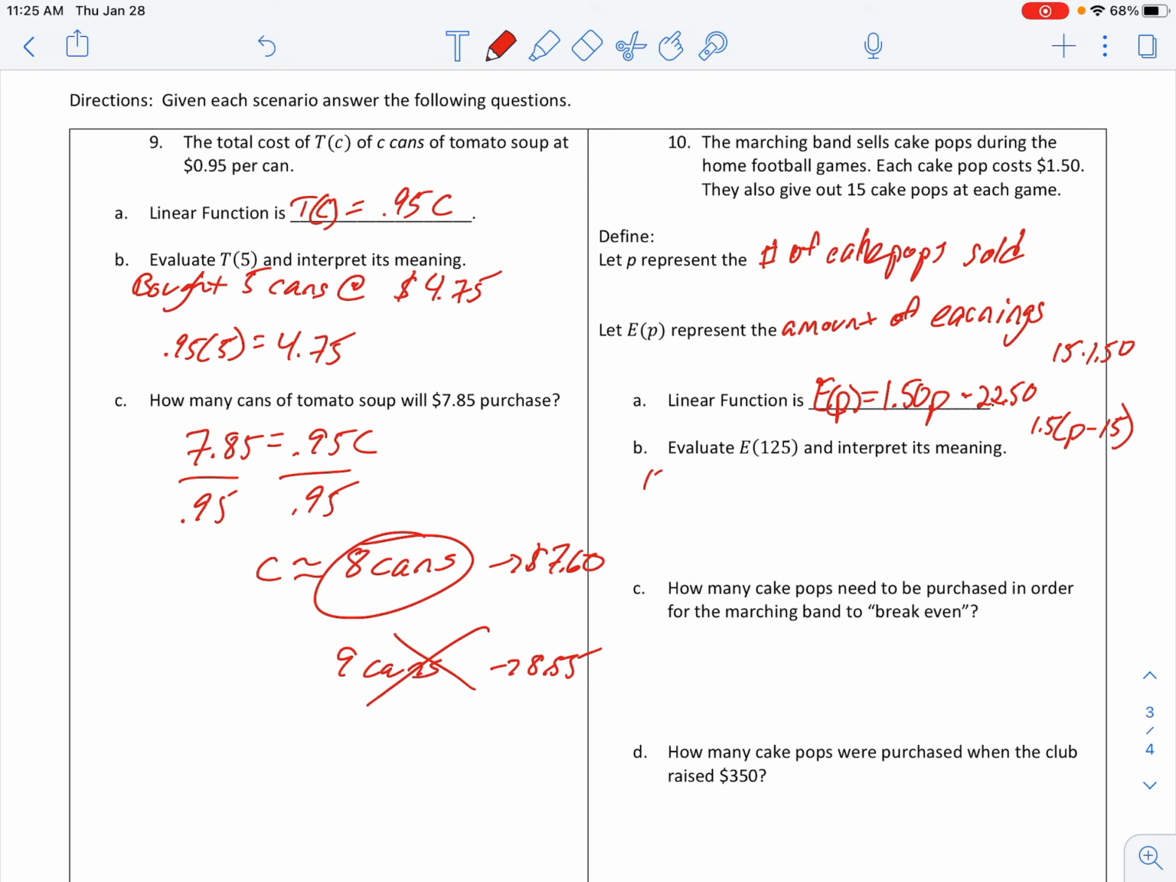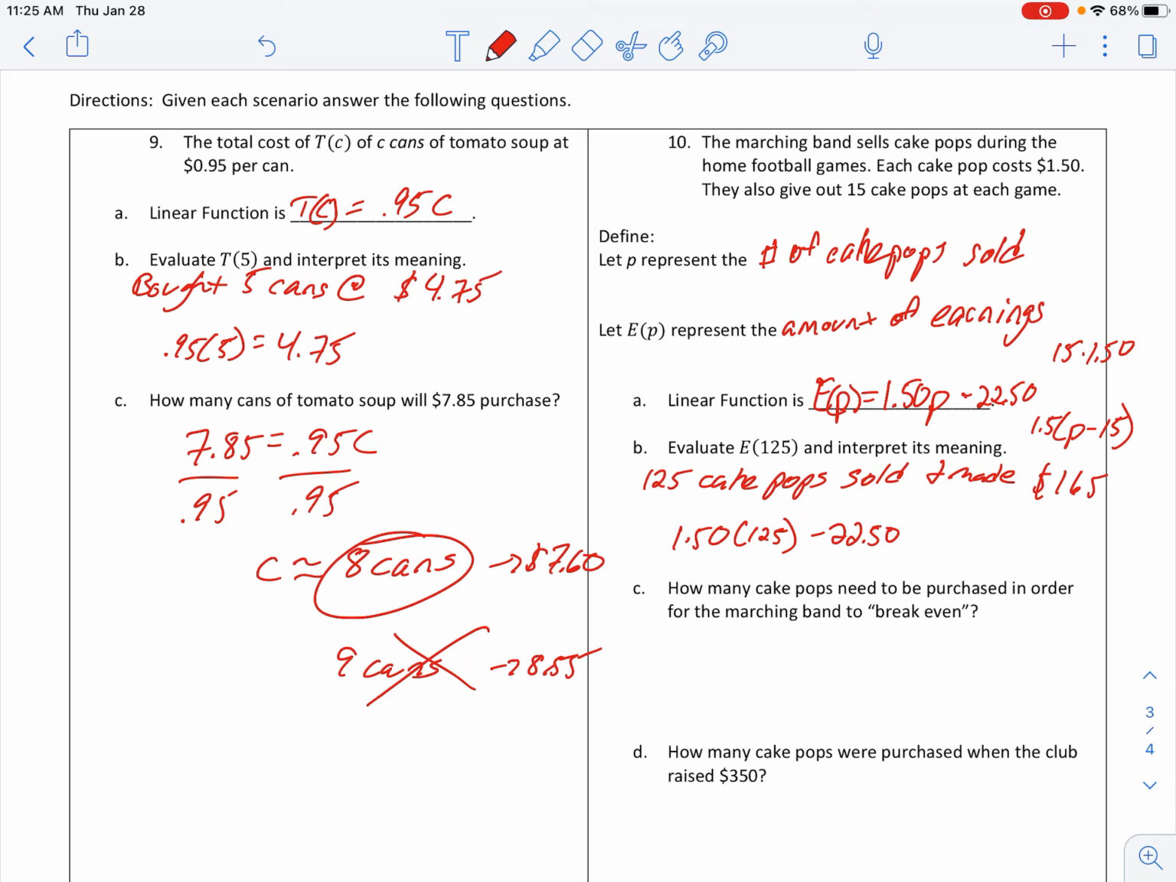Evaluate E of 125, that means 125 cake pops sold and made. This is where we're going to evaluate it. We're going to plug in 125 for P, and take out the ones that we're losing. So 1.5 times 125 minus 22.50, and we are walking away with $165.